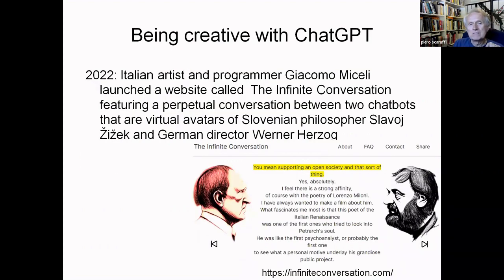Artists will have a lot of fun with this. I heard of an Italian artist and programmer, Giacomo Micheli, who launched a website called The Infinite Conversation. He has 2 chatbots slash avatars. One is trained on a Slovenian philosopher, and the other one on a German director. And they keep talking forever, non-stop, 24 hours a day, 7 days a week.